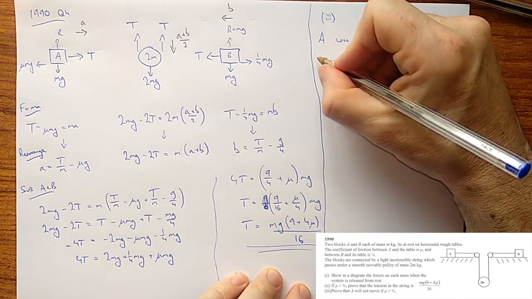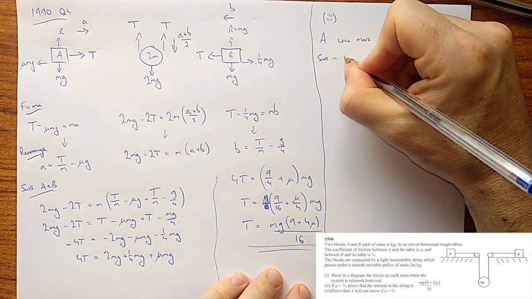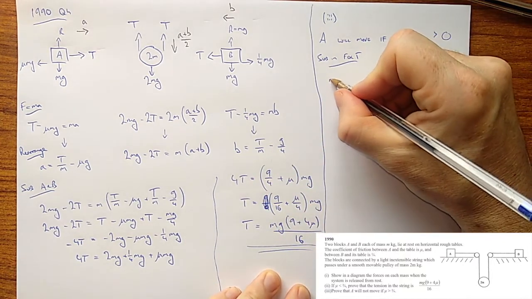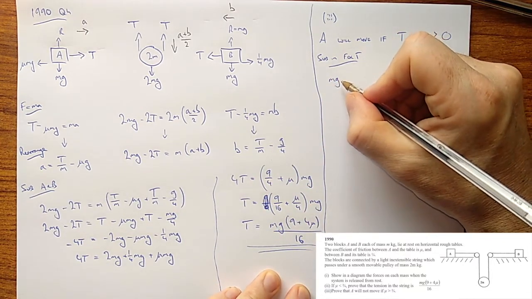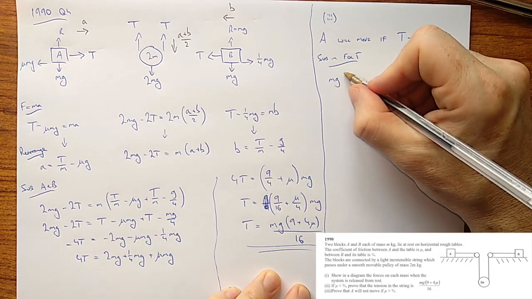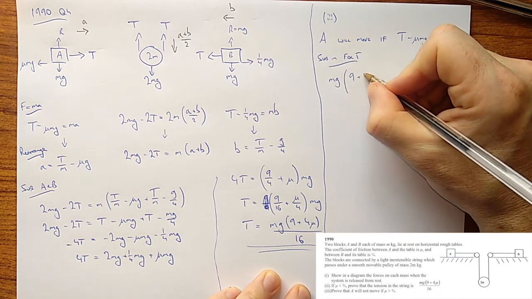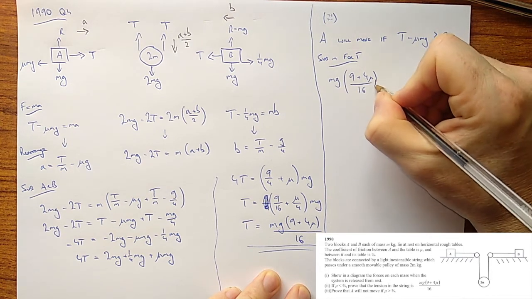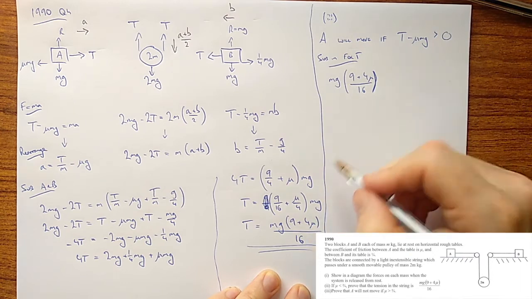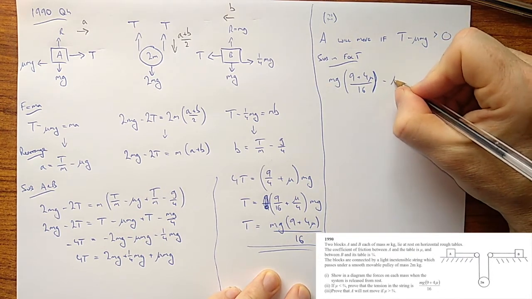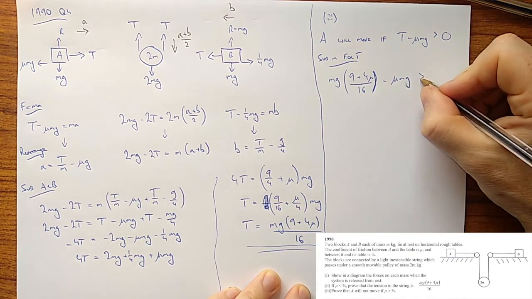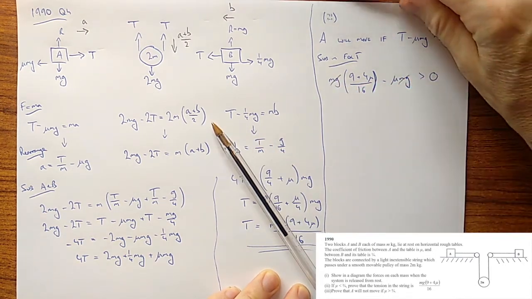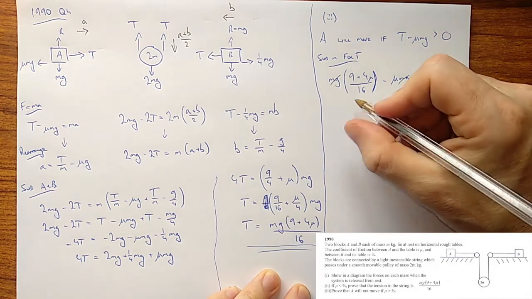So let's sub in for T. mg factor of 9 plus 4 mu over 16. There we go. And I've just done a tiny rearrangement, and this will make sense in a moment. Minus mu mg is greater than 0, because the obvious thing to cancel out here are the mg's. So this gets a little nicer straight away.